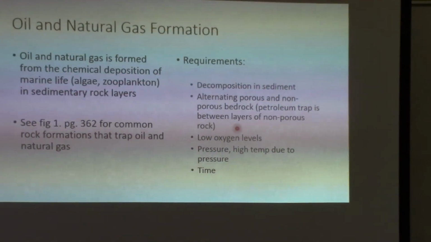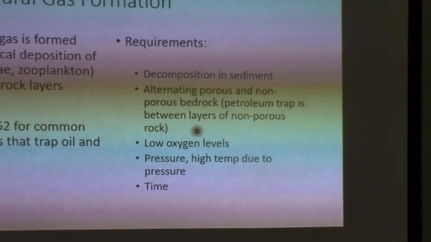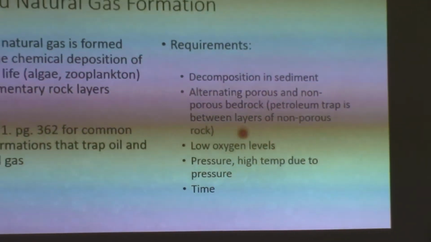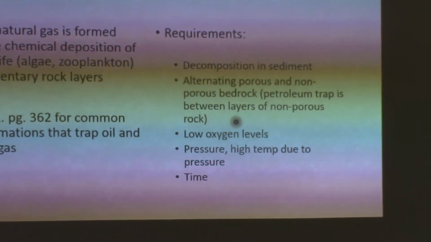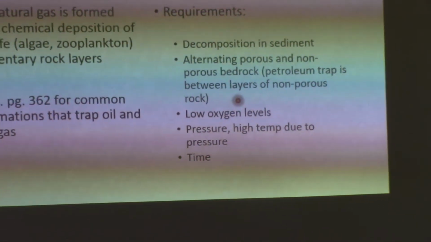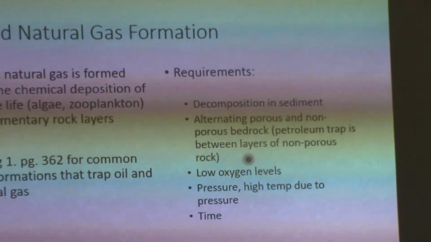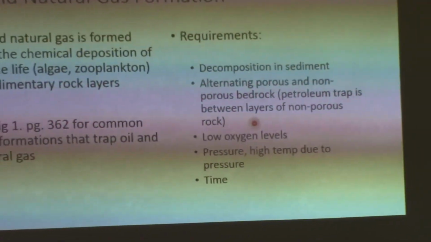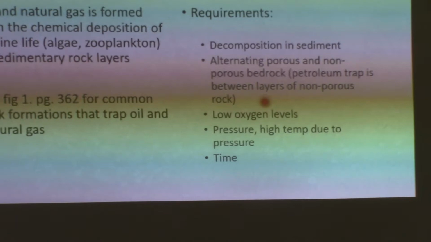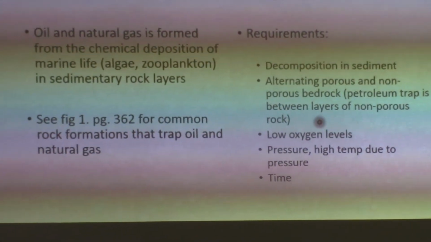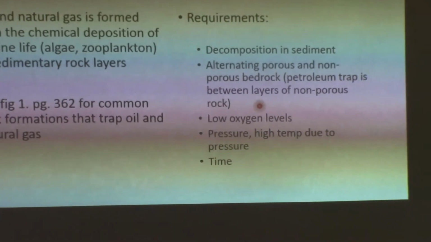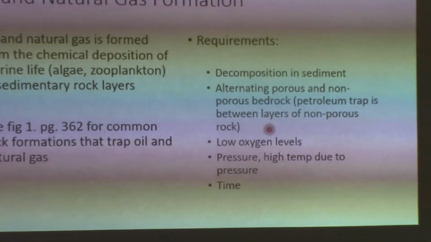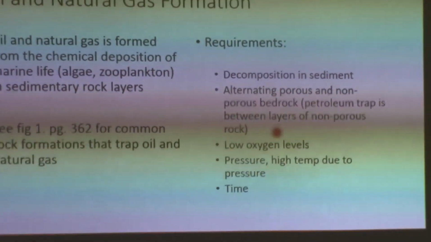So, what you need for oil and natural gas to form is decomposition inside sediment where there's no oxygen. Okay? You need alternating porous and non-porous bedrock. So what you need is a place for the hydrocarbons to percolate through and then get caught. So you need sedimentary and igneous rock combining, in alternating layers, and that forms petroleum traps. You need low oxygen levels, high pressure and temperature, and lots of time to form fossil fuel plays.